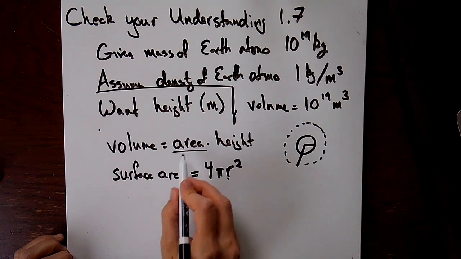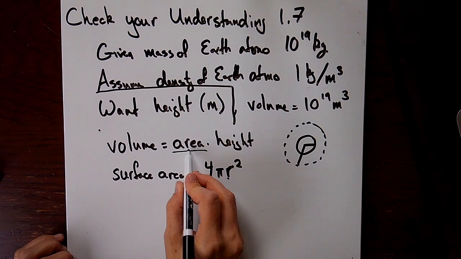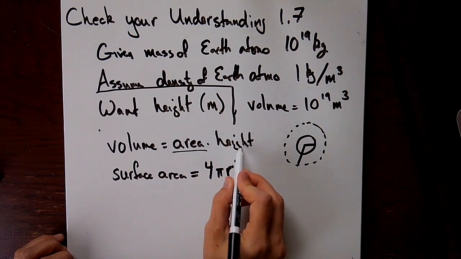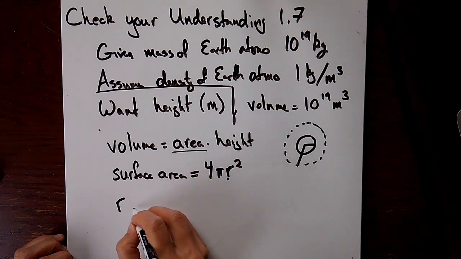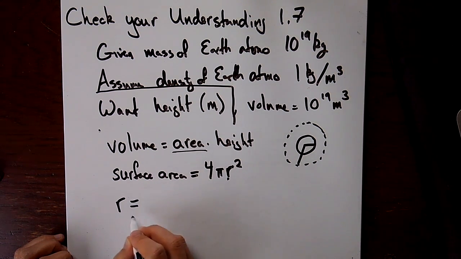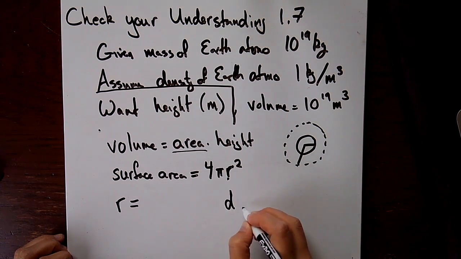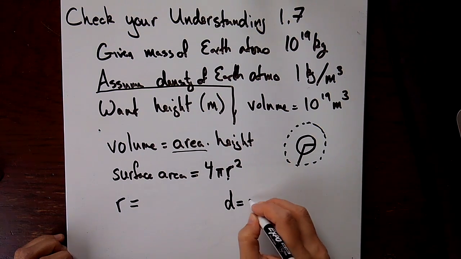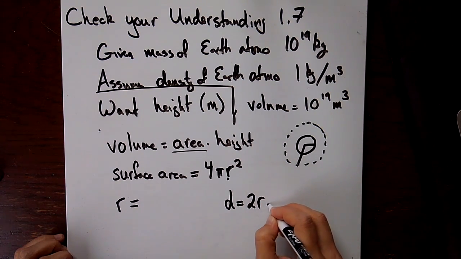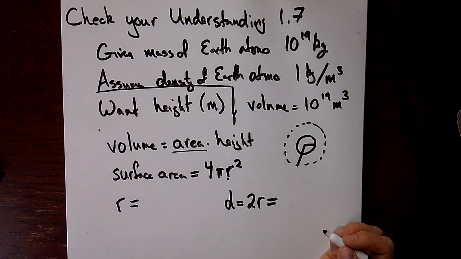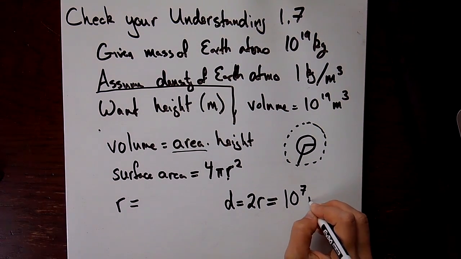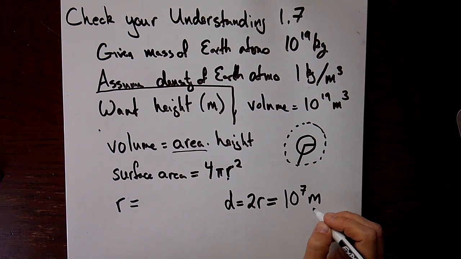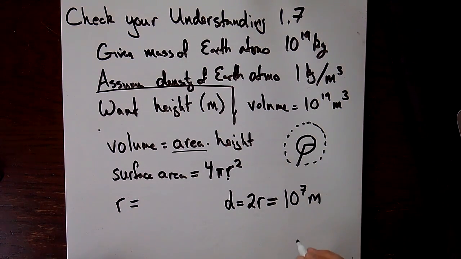So in order to get the surface area, so we can divide the volume by the area to get the height, we need to find the radius. A previous problem told us, well, we didn't get the radius, but we did get the diameter, which is 2 times the radius, and they said the diameter of the Earth was on the order of 10 to the 7th meters. So we're going to divide these two.